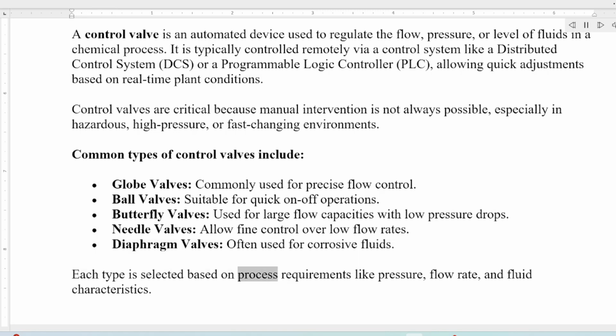Each type is selected based on process requirements like pressure, flow rate, and fluid characteristics.